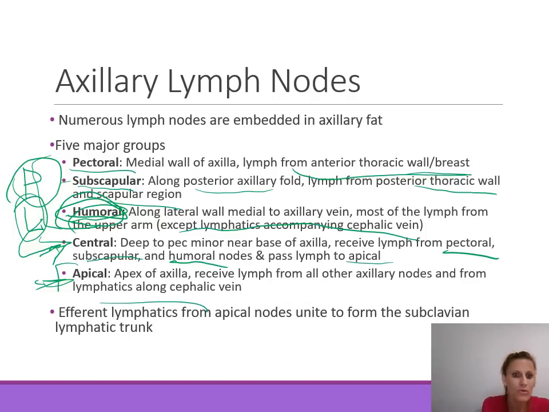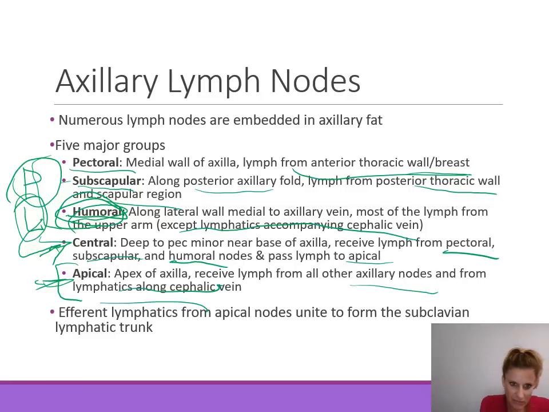So the apical nodes receive lymph from everywhere. All of the other nodes pass their lymph to the apical lymph nodes eventually. The apical nodes are located at the top of the axilla, which makes sense because the lymph flows right from the bottom and the lateral edges up towards the top. Again, they receive lymph from all of the other axillary nodes and then also from those lymphatics that float alongside the cephalic vein.